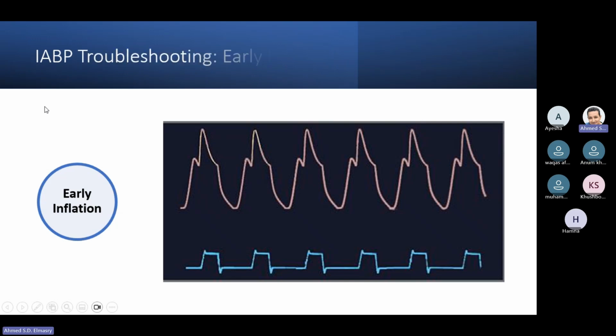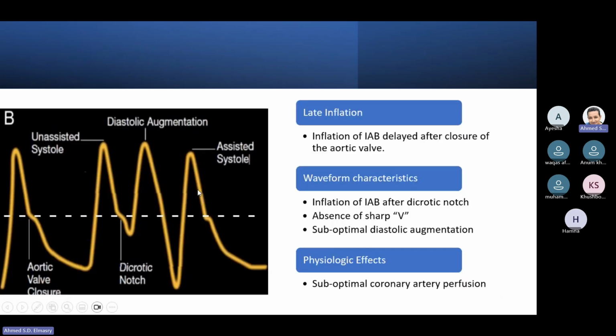Here, as you see, this is the early inflation, but here the intra-aortic balloon is working in 1:1 ratio. As you see here, this is the inflation point. Instead of being here, the inflation point is coming very early, and this will work against the heart.